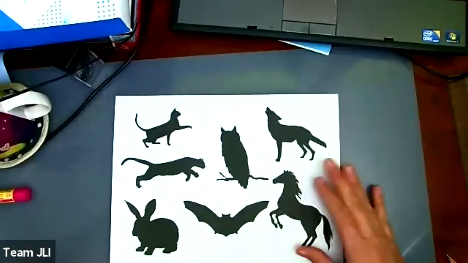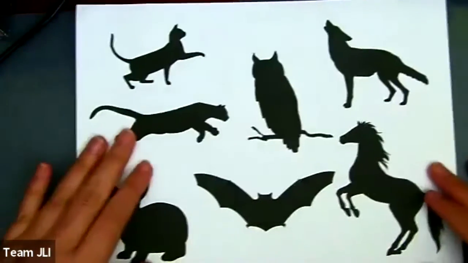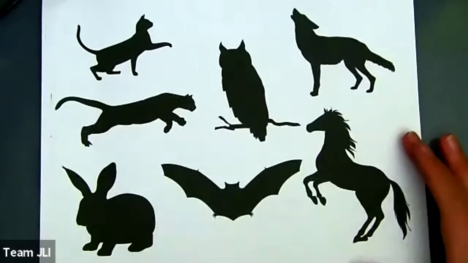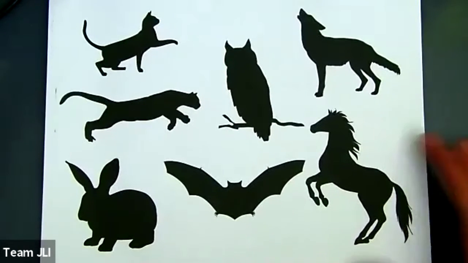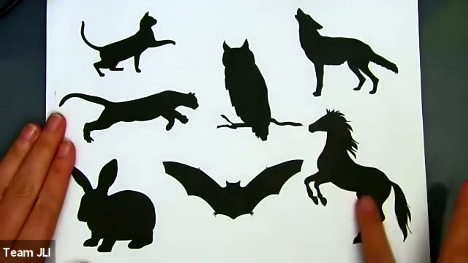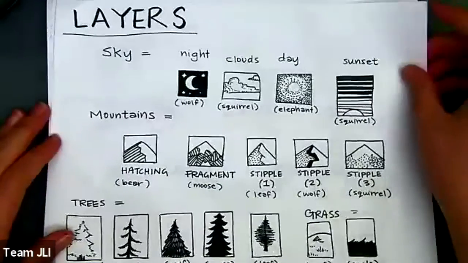Got a couple of silhouettes here. If you see one you like, excellent. If you don't see one you like, you are welcome to do an internet search and find the animal of your choice. But we're going to combine the outline of our choice with some of the techniques that we've been using all these weeks.